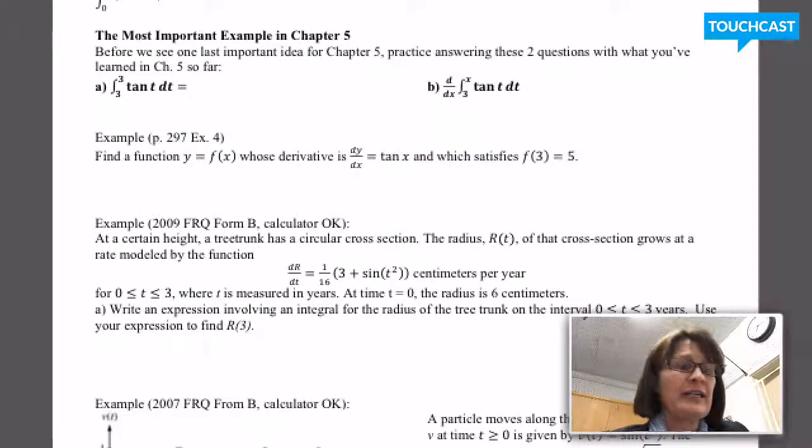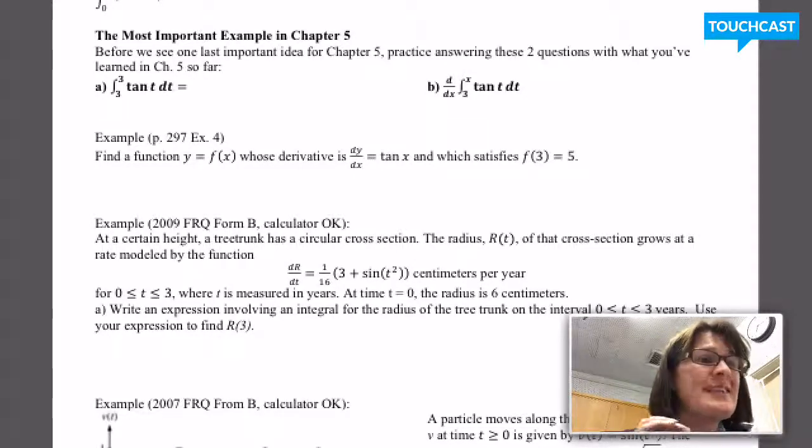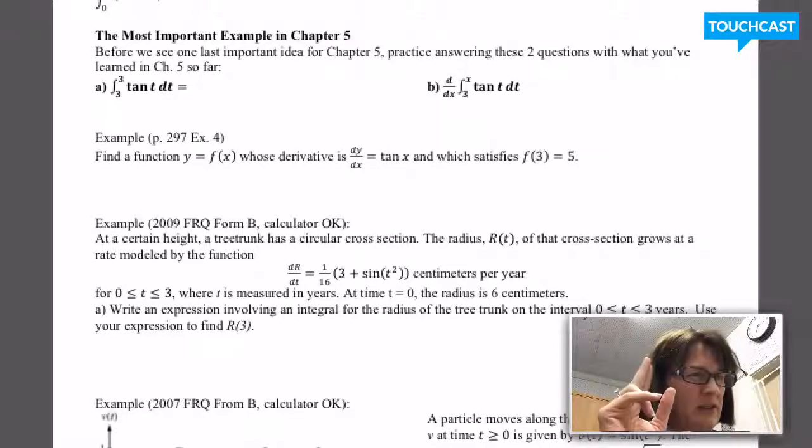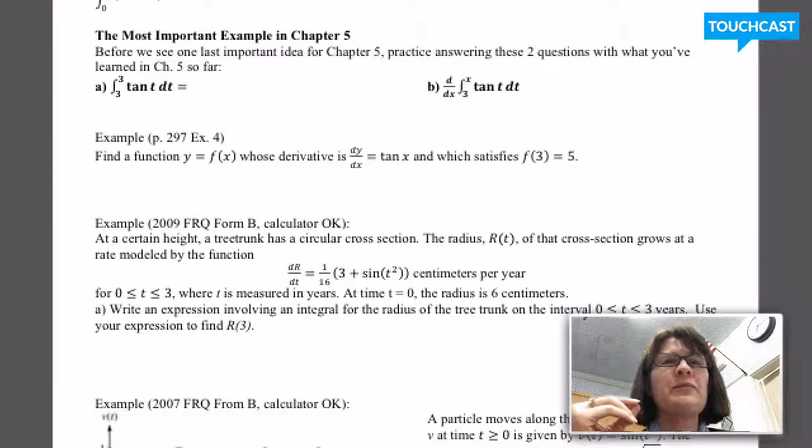Okay, I'm not overstating this, in my personal opinion, when I say that this next problem we're going to do is the most important example in all of Chapter 5. Your ability to answer the last 20 or 30% of the questions on the AP Calculus exam all comes down to understanding what's about to happen. So before we do that example, we're going to do a little bit of practice. Just make sure you can answer these questions. This is stuff we've just learned in Chapter 5 so far.